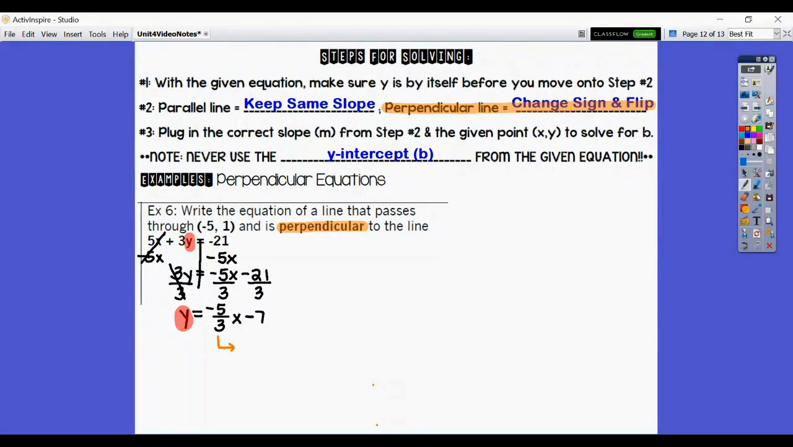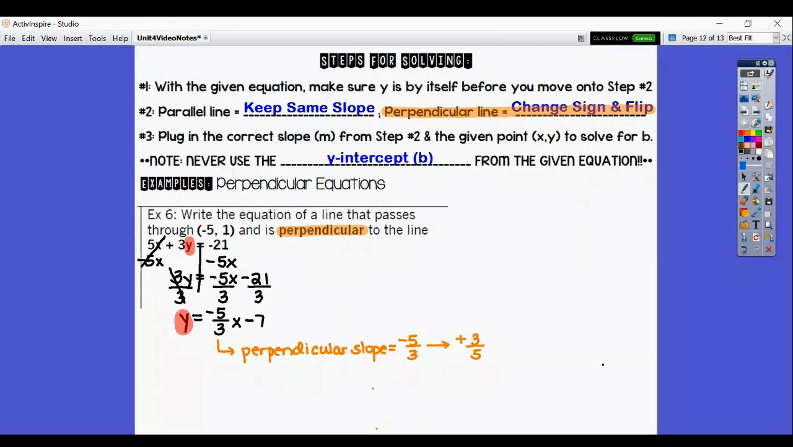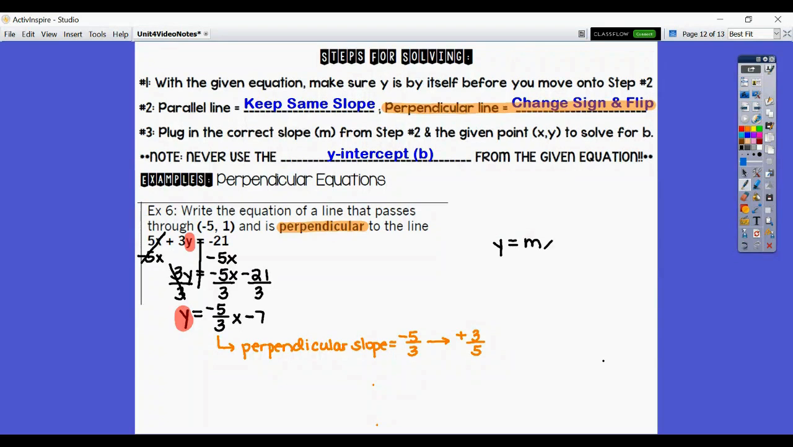So I'm going to take the slope of the original and make it perpendicular. To make this slope perpendicular, I have to change this negative 5 over 3 to a positive, change the sign, and flip it to 3 over 5. That's my perpendicular slope. I can now plug into y equals mx plus b. The m is what we just changed it to. Cancel out the original ones. The new perpendicular slope is 3 over 5.